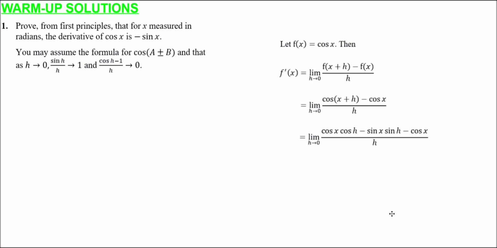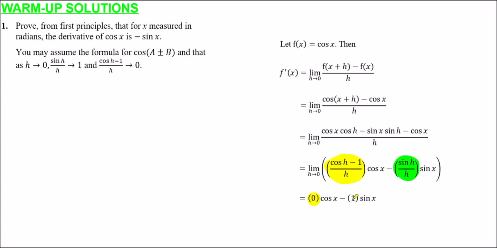So the next step, factorising within this limit, we need to have this. And then we can use these given results to know that cos h minus 1 over h will shrink down to 0 in the absolute limit. So this will become 0 times cos x, and sin h over h will become exactly 1. So this thing here will become 0 multiplied by cos x minus 1 multiplied by sin x in the limit as h goes towards 0, because like we've been given here, cos h minus 1 over h will shrink down to 0, and likewise sin h over h will become exactly 1.